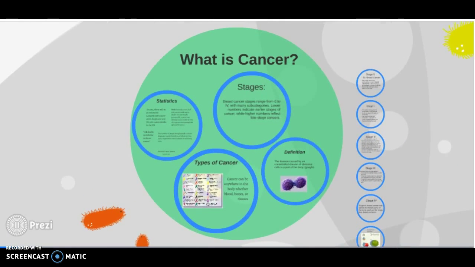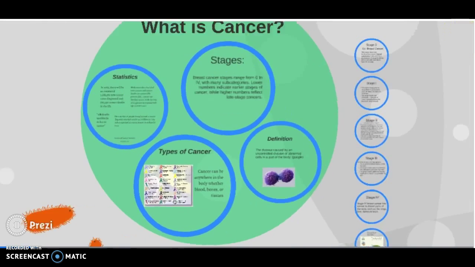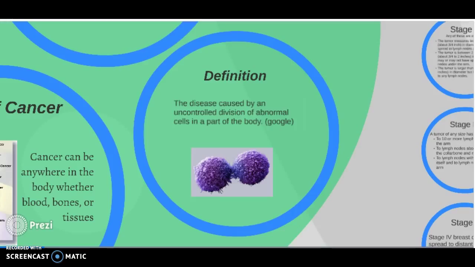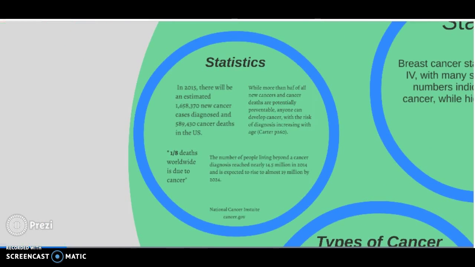So first we thought to go over just a general easy definition of what is cancer that most people know, and it's that it's a disease caused by an uncontrolled division of abnormal cells in a part of the body. And so we got some general statistics to give you an idea of different facts about cancer out there.